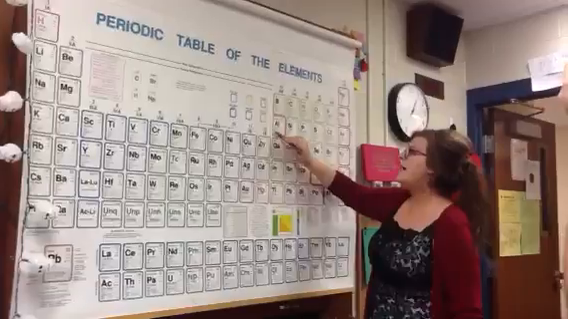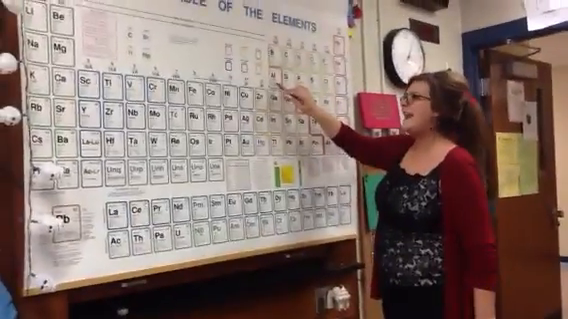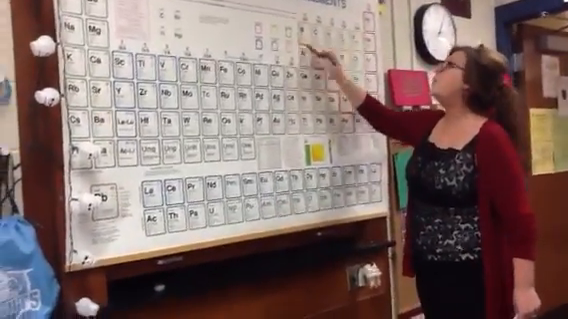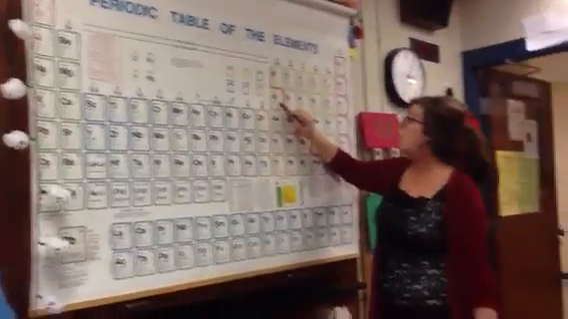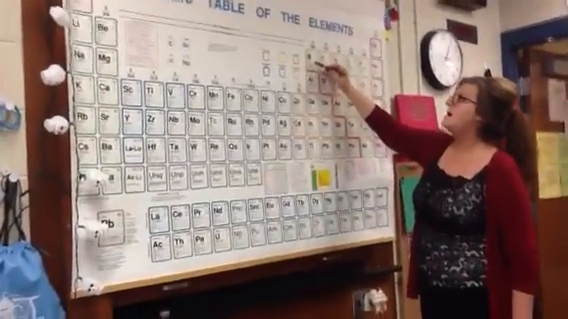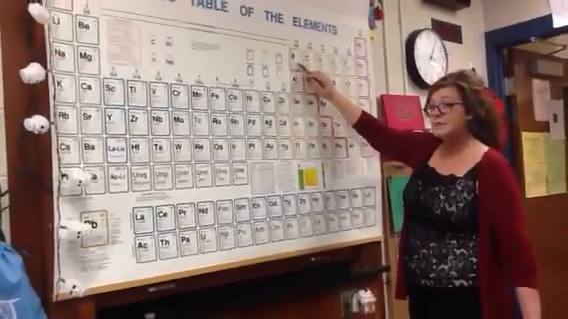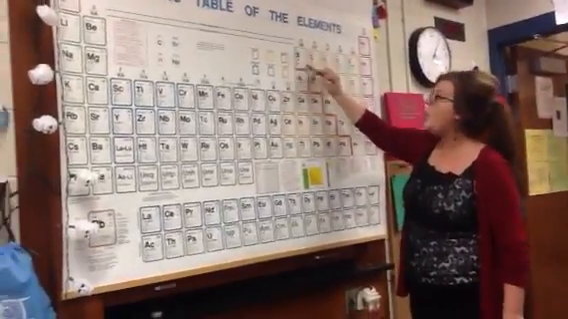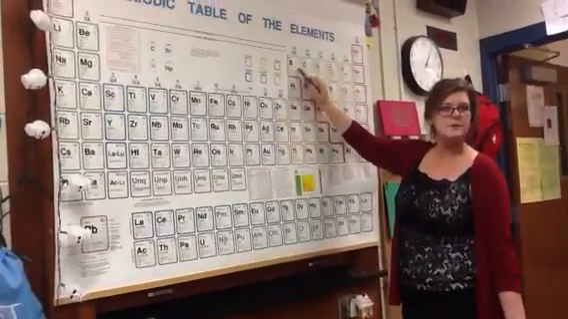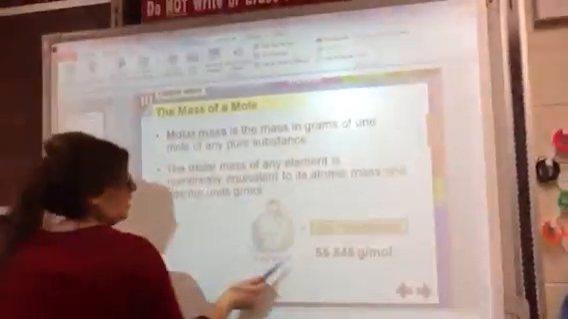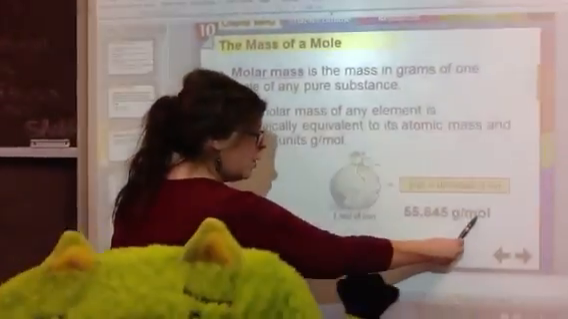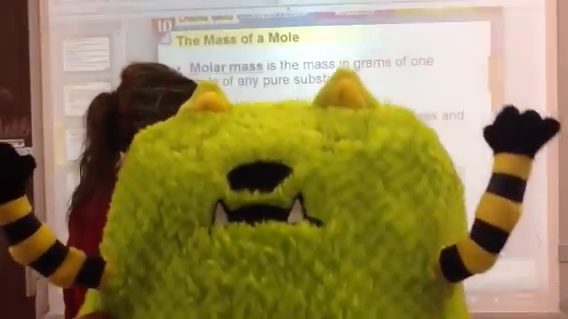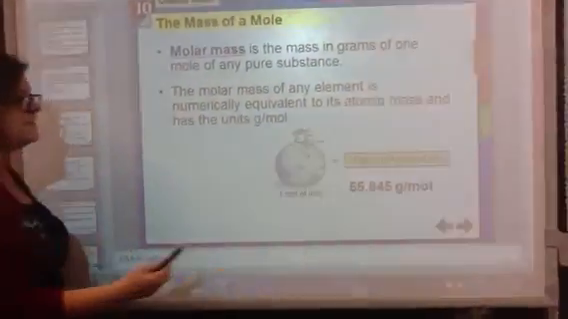Aluminum has a mass of 26.98 grams. So in 1 mole, there must be 26.98 grams of aluminum. Boron has a mass of 10.81 grams. So that must mean in 1 mole, there's 10.81 grams. On here I just wrote, if we have iron, in 1 mole, there's 55.845 grams. So that's what that means.